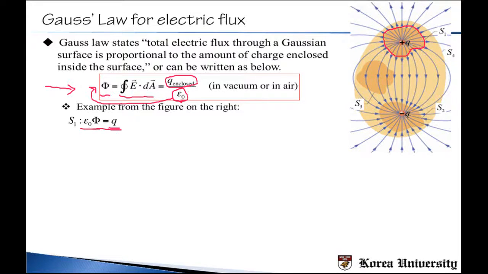Okay. And then another example, S2, now surrounding the minus charge. Okay. And here you can see that electric fields are going into the surface, but we have made a promise that we will always take the area vector going out.